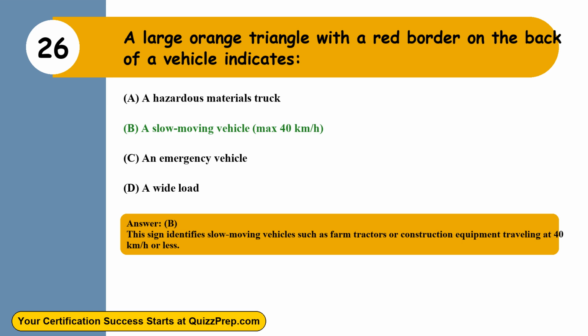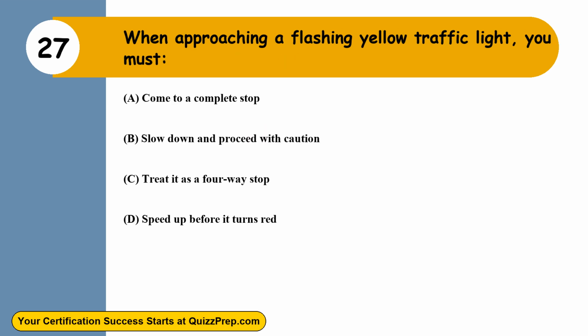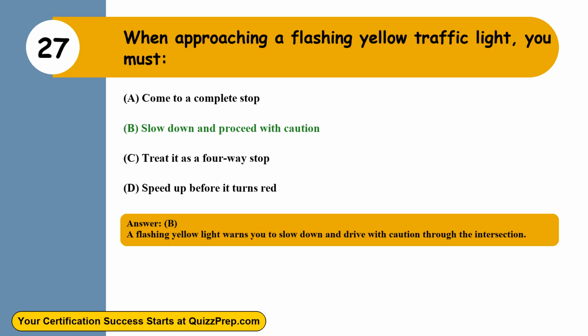Question 27. When approaching a flashing yellow traffic light, you must: Option A, come to a complete stop. Option B, slow down and proceed with caution. Option C, treat it as a 4-way stop. Option D, speed up before it turns red. The correct answer is option B, slow down and proceed with caution. A flashing yellow light warns you to slow down and drive with caution through the intersection.